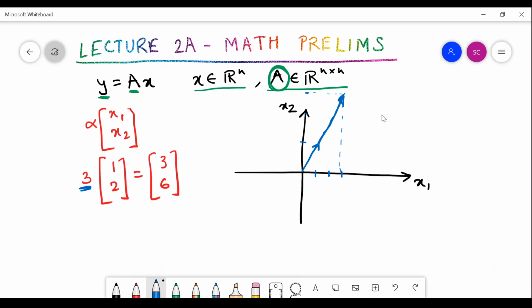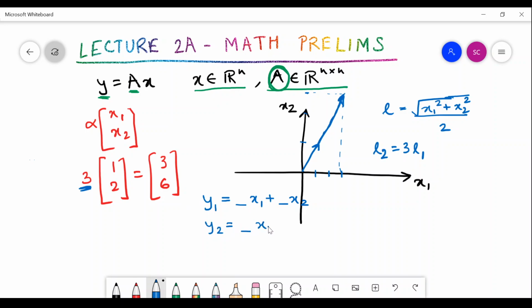So suppose I denote the length of a vector by L. In this particular case, L is the square root of x1 square plus x2 square. Then your L2 is 3 L1 in this particular case. So scaling is this sort of an operation, and when you are using a matrix, then you are scaling all the coordinates and combining that result in order to get one of the coordinates only. So if you want to get y1, you are doing a scaling of all the coordinates. Some scaling is here, some scaling is there. You are scaling all the coordinates and then combining them together to get one of the coordinates of the resultant vector. Similarly, y2 will also be a scaling like this.